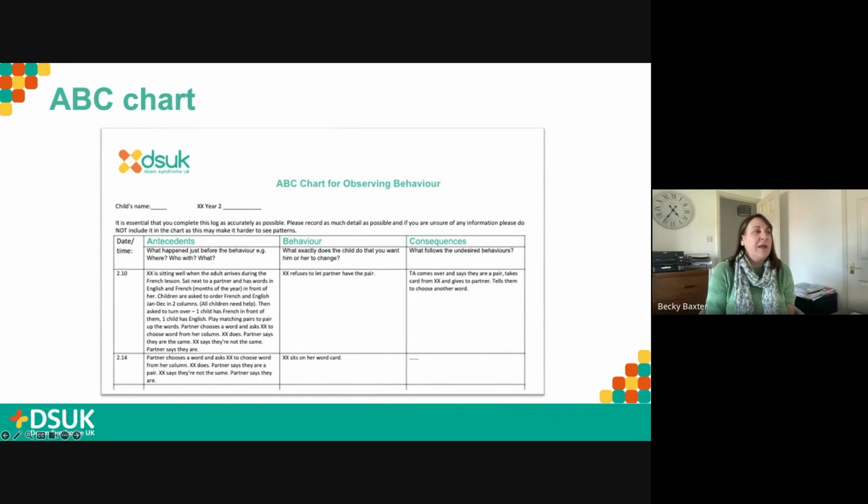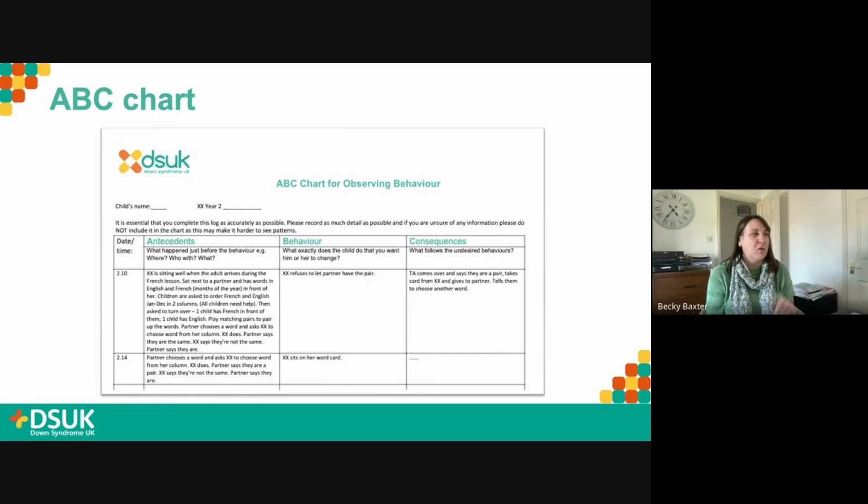So I've got a couple of ABC charts just to share with you as some examples. This one is from a pupil who was in year 2 that I went to visit. So she was sitting well when I arrived during the French lesson. She was sat next to a partner. It was a good setup actually. The adult support was well away. They had words in English and French, and there were months of the year that they had to support. And the activity was each one of the pair chose a card. They saw if they matched. And if they did, then they said, "Oh, they're a pair," and they put them to one side.